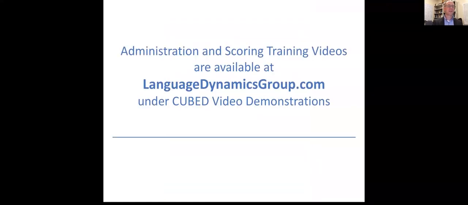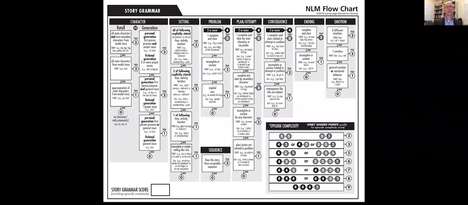This is a second grade story. You can see that it increases in complexity. There are 2 episodes in the story instead of 1. And all of it can be downloaded here at languagedynamicsgroup.com. This is the flowchart that we use to score students' writing and their listening. Students' writing and their personal stories.